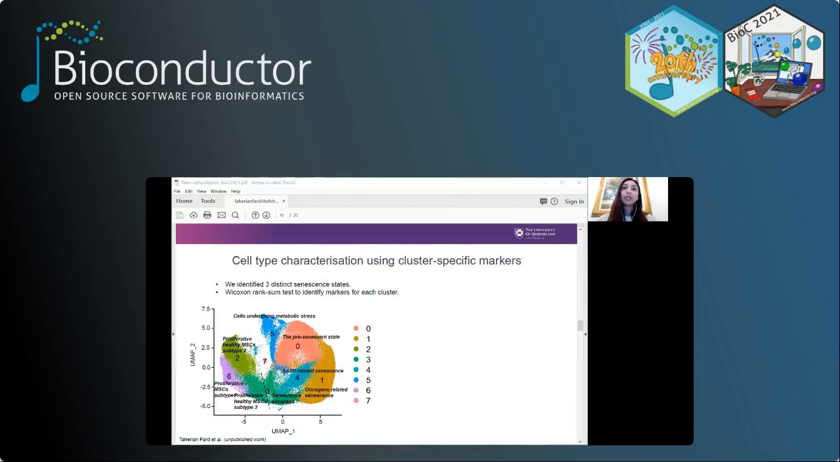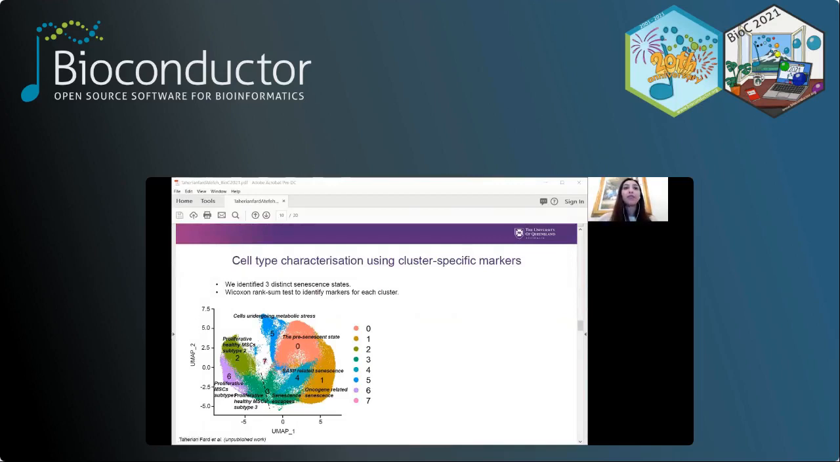We then characterize clusters using known cluster-specific markers. And just briefly, to give you an idea about these clusters: cluster 6, 2, and parts of cluster 3 are proliferative healthy MSCs, but there are different subtypes because the markers associated with each cluster were different.